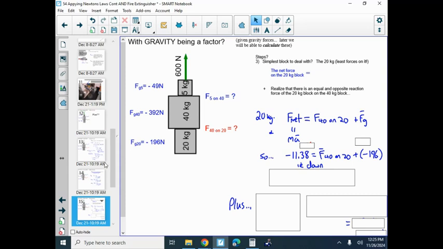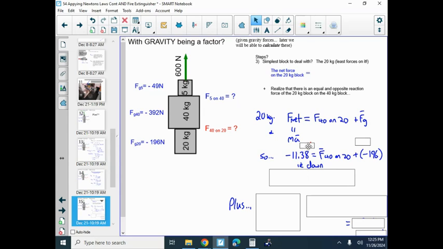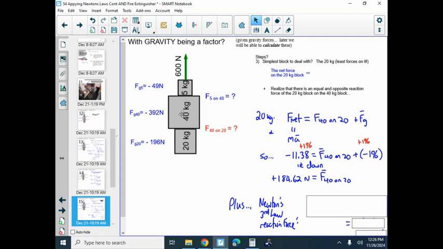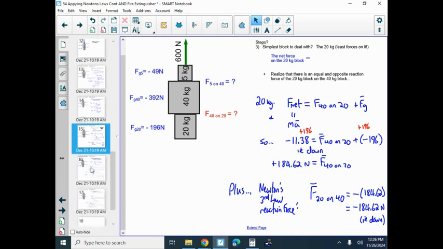The 11.38 newtons down. So we're just going to add 196 to both sides, and we'll get the force of the 40 on the 20 is 184.62 newtons up. Okay, helping lift it, but allowing it to still accelerate down, right? And on top of that, while we're at it, we may as well notice that if the 40 pulls up on the 20, then the 20 also pulls down on the 40. Okay, Newton's third law. That'll be necessary when we go to analyze the 40 kilogram object, that is.